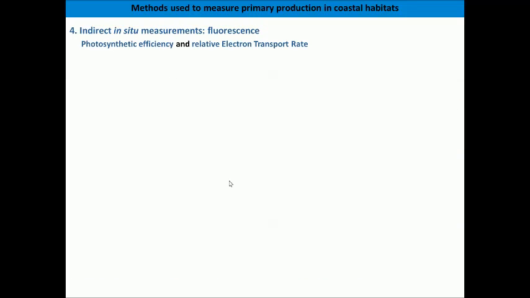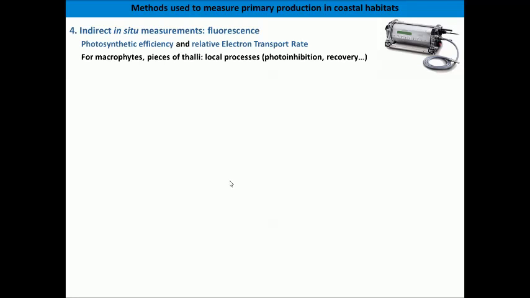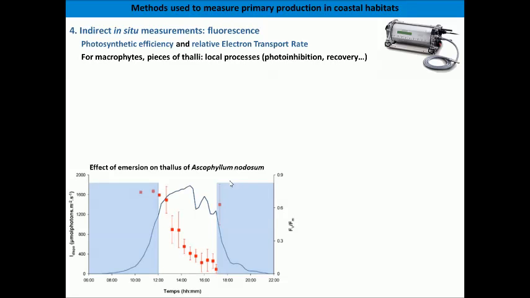An improvement is to use indirect in situ measurements using fluorescence. This measures photosynthetic efficiency and potentially relative electron transport rate depending on the conditions under which you do your measurements. This is done, for example, using a diving PAM. For macrophytes, again, you can only measure that on pieces of thalli. You're interested then in local processes, such as is there any photoinhibition undergone by the organism under study or recovery from a stress. For example, this is what has been done here on an individual of the macroalga Ascophyllum nodosum.